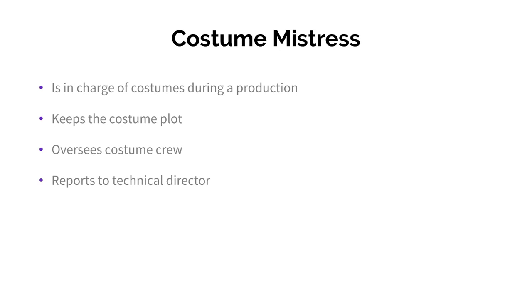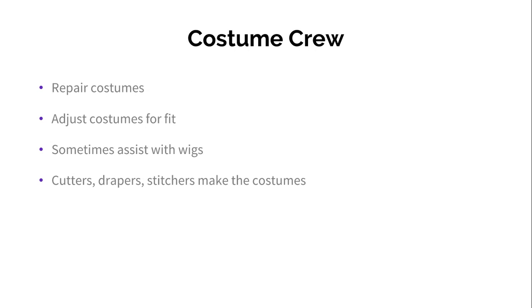The costume mistress is in charge of costumes during a production. They keep the costume plot, and they oversee the costume crew. So they make sure all the costumes get turned in every night, that they're all in good working order, that they're still up to the quality that they should be. And then you have the costume crew, who's in charge of repairing costumes, adjusting costumes for fit. Sometimes they assist with the wigs, and they're separated into cutters, drapers, and stitchers who make the costumes.